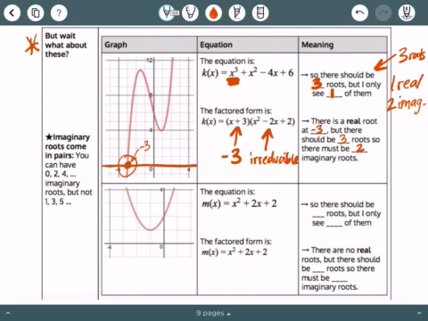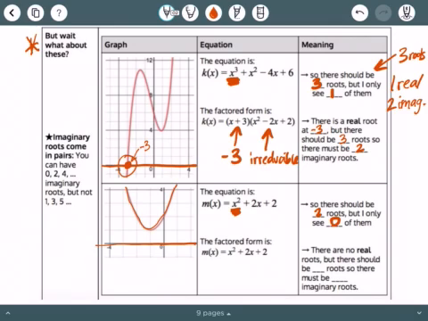All right. So let's check out what that means for something like a quadratic. The quadratic is here. We see that it never touches the x-axis. So we see x squared, there should be 2 roots, but I see 0 of them.